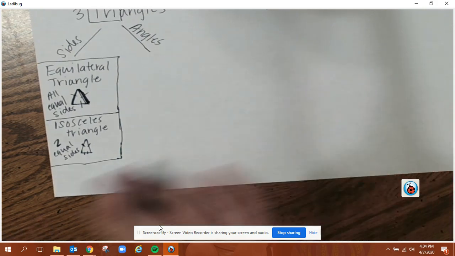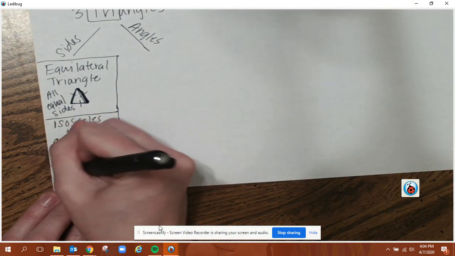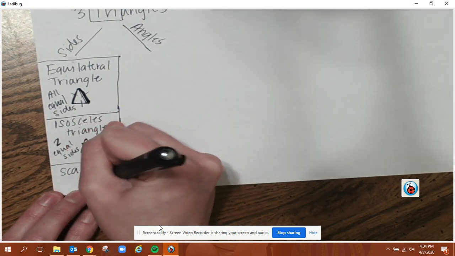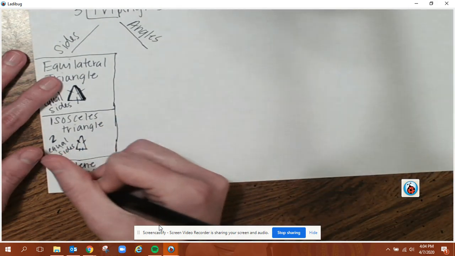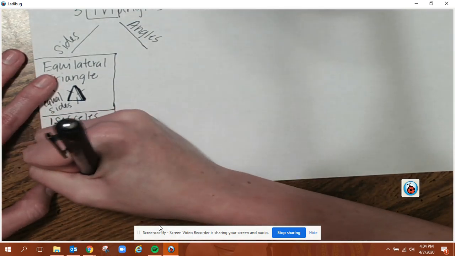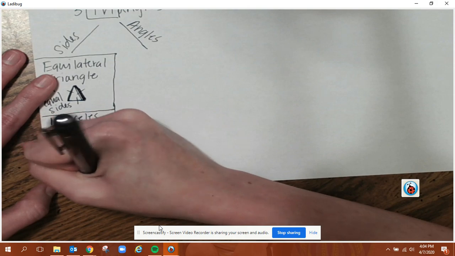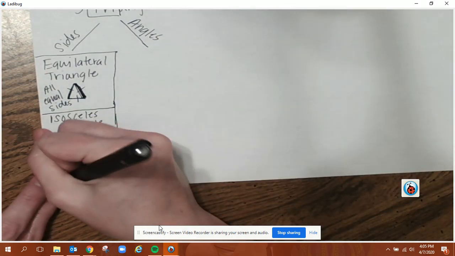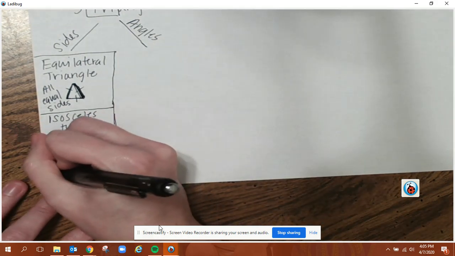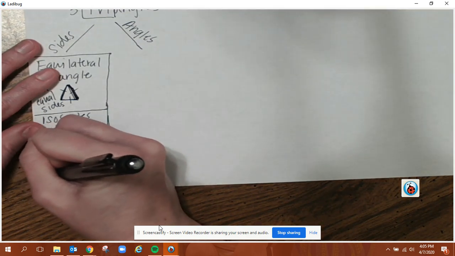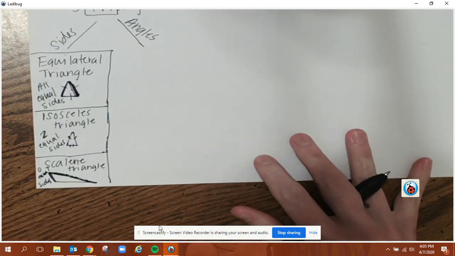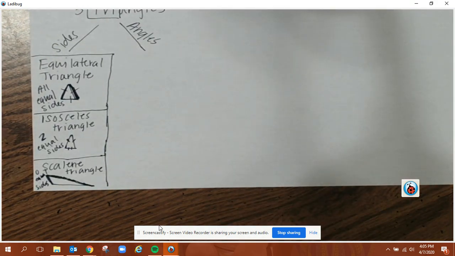And my final triangle classified by sides is called a scalene triangle. Now, a scalene triangle has... Sorry, that's not a very good triangle, but we're going to make it work. Alright, so a scalene triangle has 0 equal sides. So none of the sides are the same. Okay? So when we talk about triangles, we can classify them by sides.